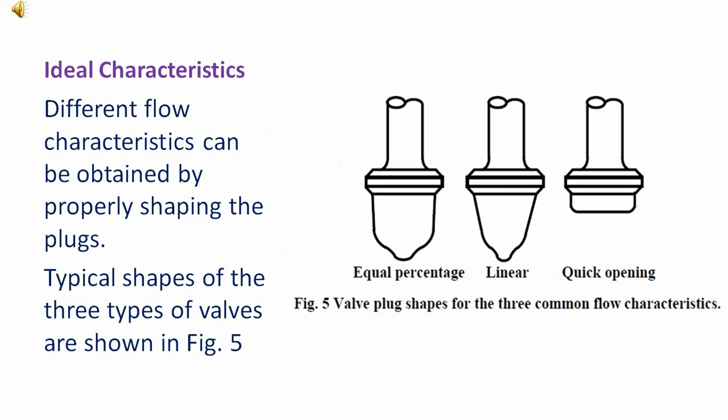Different flow characteristics can be obtained by properly shaping the plugs. Typical shapes of the three types of valves are shown in figure 5. This is the typical shape for equal percentage valve. This is the plug shape for linear control valve, and this is the plug shape for quick opening control valve.